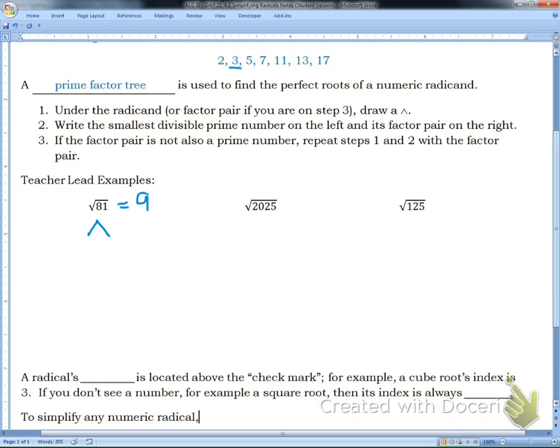How about 3? 81 divided by 3? Sure it can. So we write the prime number 3 on the left and its factor pair on the right. When I say factor pair, it's basically take 81 and divide it by 3. The answer is what goes on the right. I am going to cheat a little bit and just use a 4-function calculator here for a minute. So 81 divided by 3 is 27.